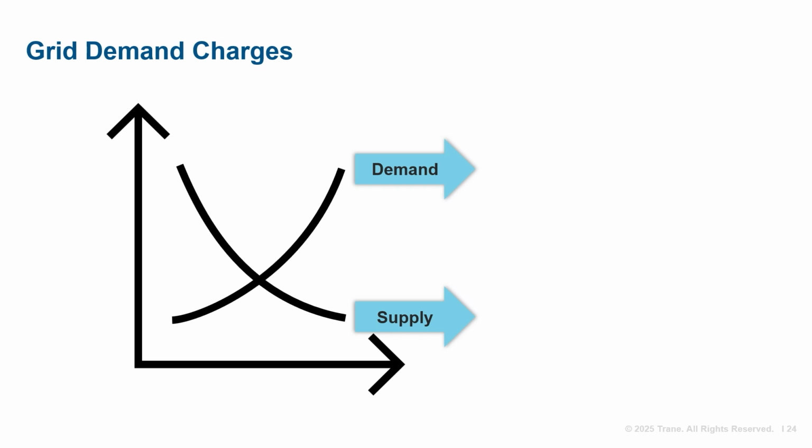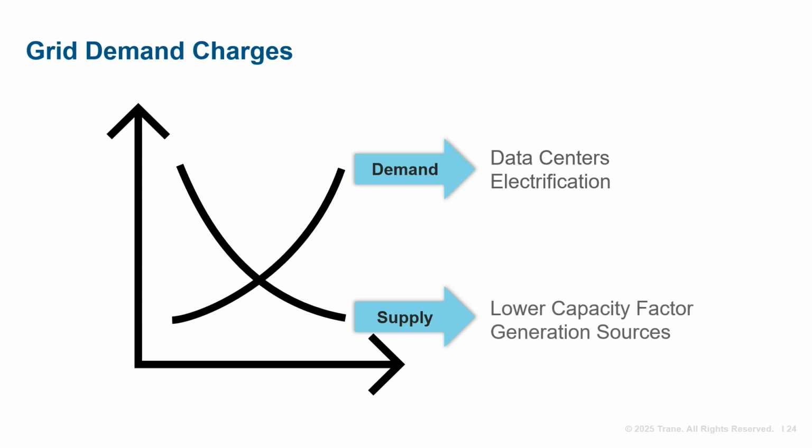Over the years, demand increased considerably due to factors such as data centers and electrification of heating, while supply has decreased due to a combination of nuclear and coal power plants being taken offline and an increase in renewable energy sources, which have lower capacity factors.